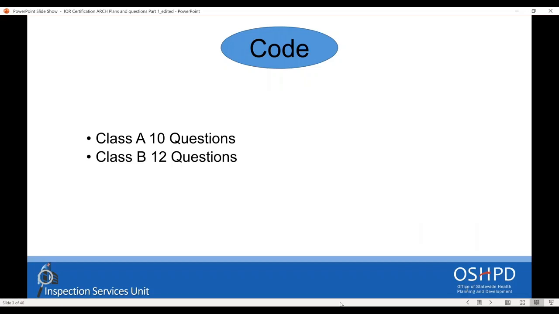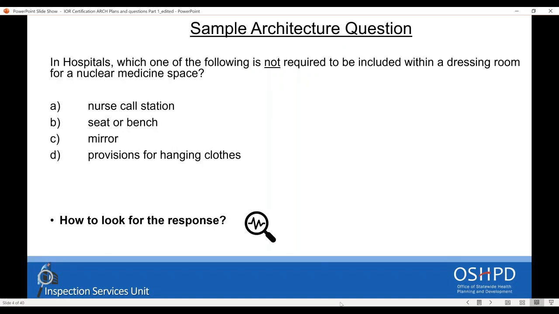For the part of the code, Class A has 10 questions and Class B has 12 questions. A sample that is not included in our actual exam about code architecture questions reads: in hospitals, which one of the following is not required to be included within a dressing room for a nuclear medicine space? And there are multiple answers, A, B, C, and D. Nurse call station, seat or bench, mirror, provisions for hanging clothes.